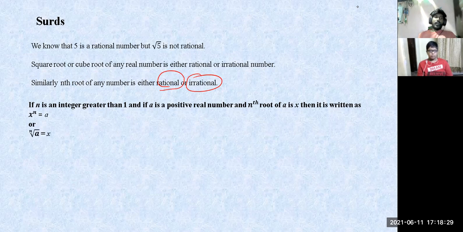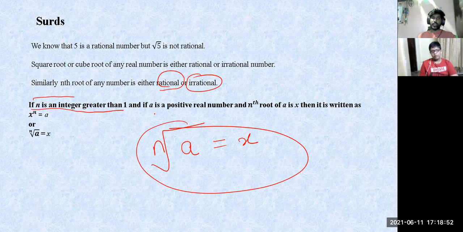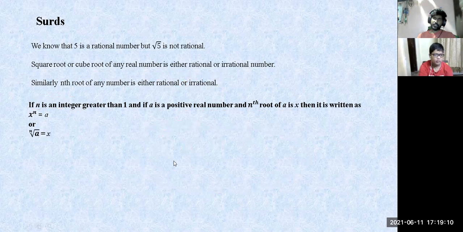Okay. If nth root of a positive real number A is X, then we write it like this. Read this statement. This statement says that if n is an integer greater than 1, and if A is a positive real number, then nth root of A is X, and that is written like this. Did you understand this? Yes or no?